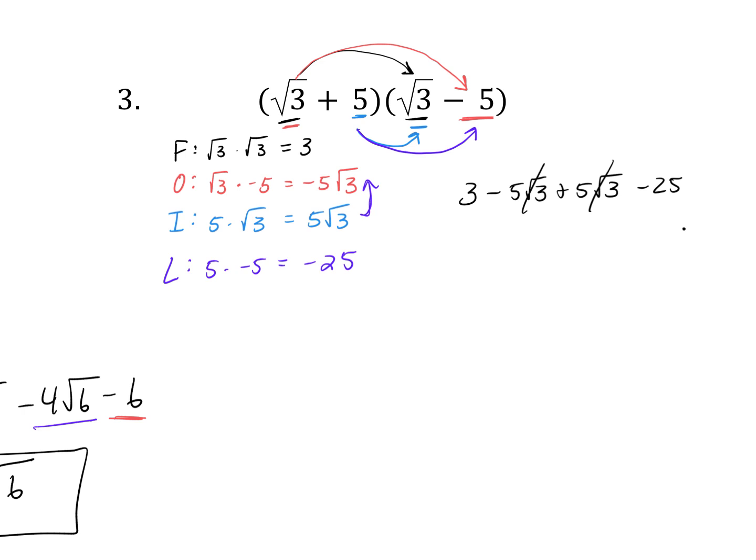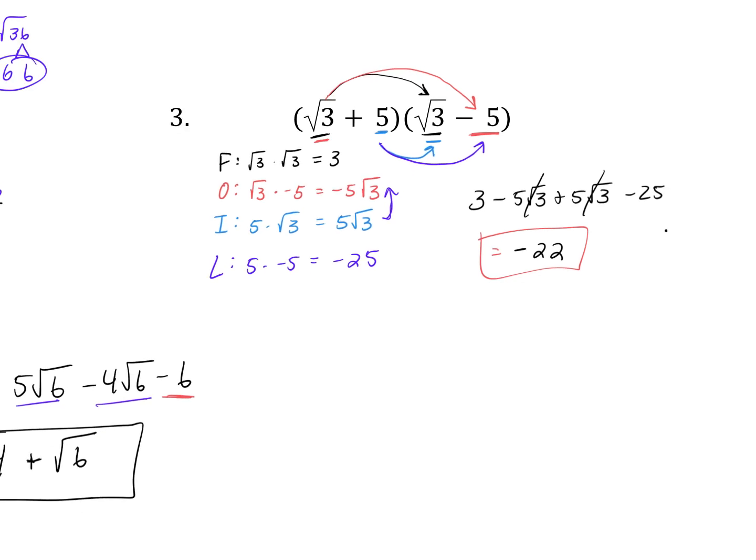So now we're just left with 3 minus 25, which, don't forget, order of operations. You have to go left to right. 3 minus 25, and you should get negative 22. And that's our final answer. Okay? I love it. That one's so simple.